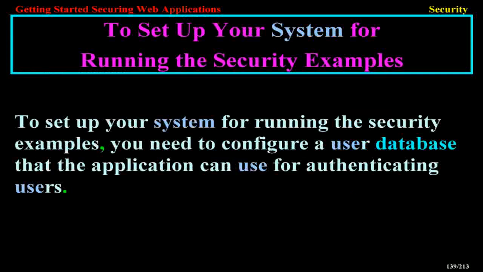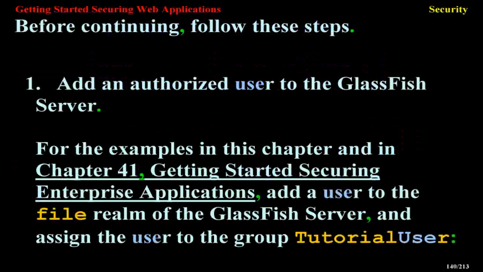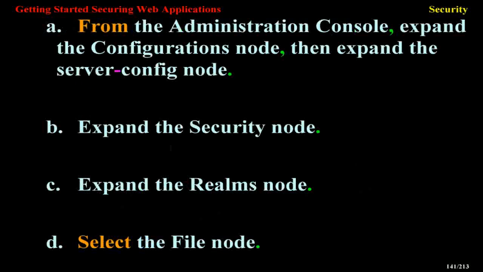To set up your system for running the security examples, you need to configure a user database that the application can use for authenticating users. Before continuing, follow these steps. Add an authorized user to the GlassFish Server. For the examples in this chapter and in Chapter 41, Getting Started Securing Enterprise Applications, add a user to the file realm of the GlassFish Server, and assign the user to the group TutorialUser from the Administration Console.